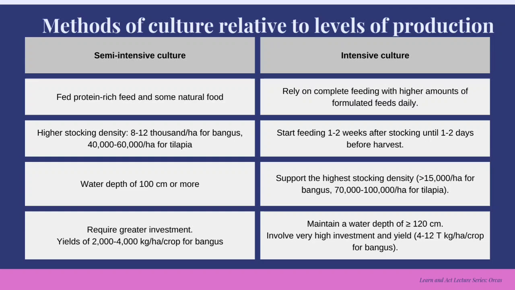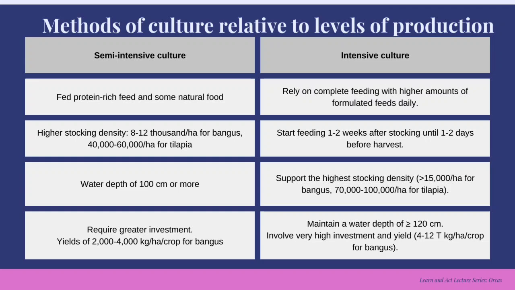Stocking density. Semi-intensive culture allows 8,000 to 12,000 bangus per hectare and 40,000 to 60,000 tilapia per hectare, balancing fish growth with available resources. Intensive culture supports the highest stocking densities with more than 15,000 bangus per hectare, while 70,000 to 100,000 tilapia per hectare. It maximizes the yield potential.